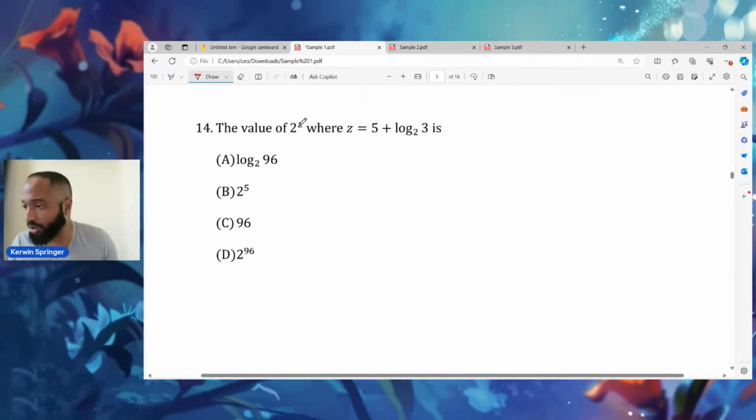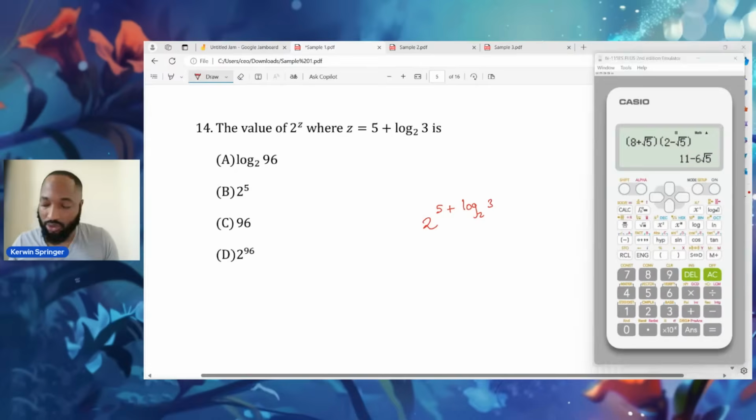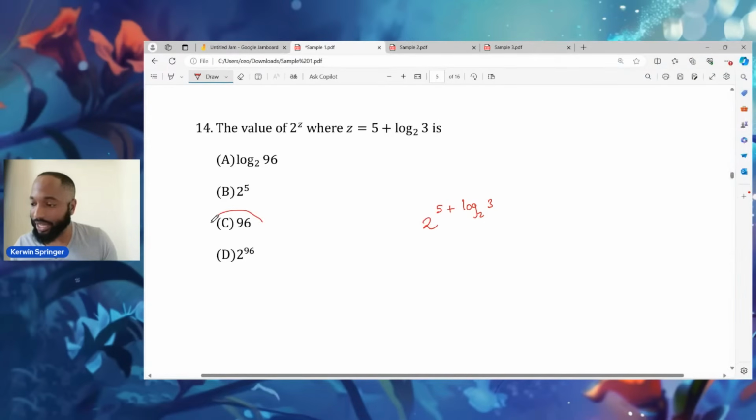The value of 2 to the power of z, where z is equal to 5 plus log base 2 of 3, is... so they want 2 to the power of 5 plus log base 2, 3. Once again, your calculator is just going to mash up this because your calculator can do logs in different bases. The Sharp, there is a long way to do it on the Sharp. So 2 to the power of 5 plus, because a lot of the Sharps don't have multiple bases on the logs, 3, and they're telling me that the answer is 96. So you literally plug this into your Casio and walk away with the answer.